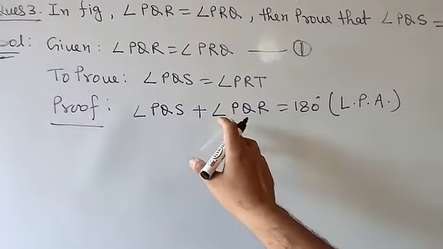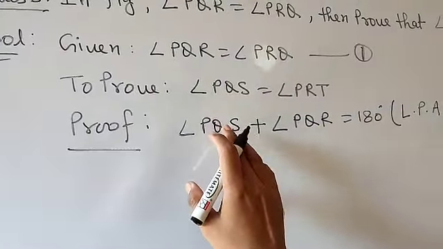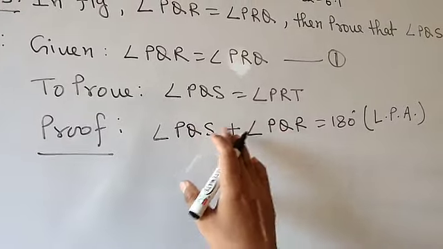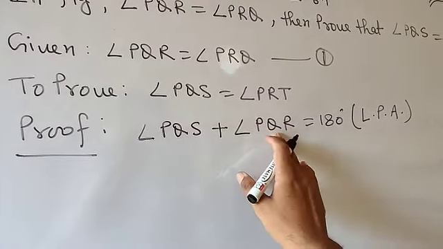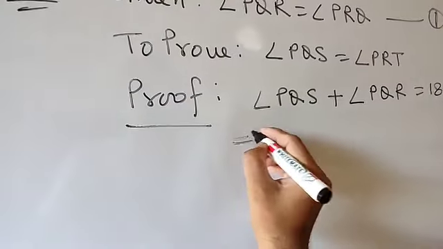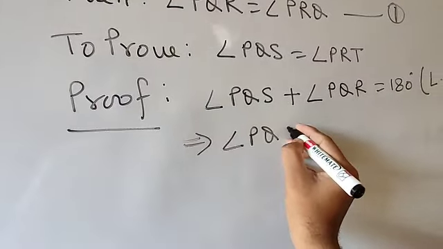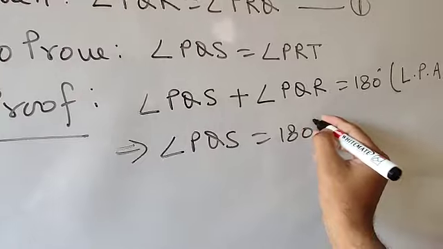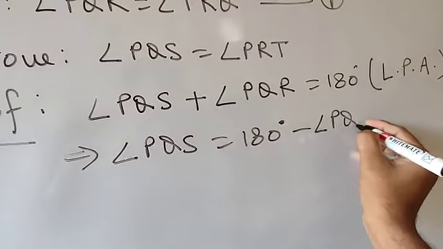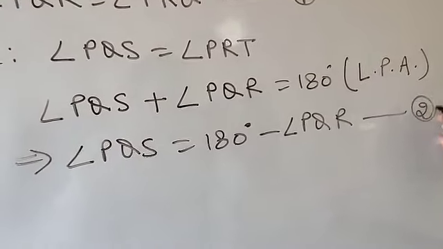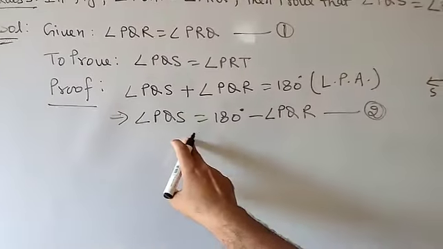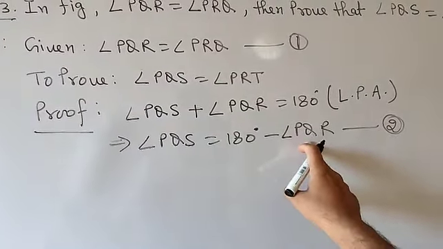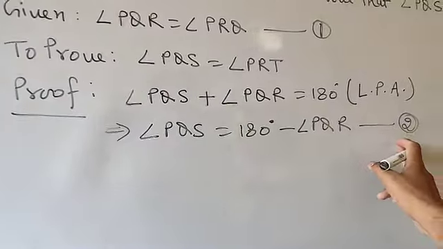Now if I transfer angle PQR to the right side, then you will get angle PQS equals 180 degrees minus angle PQR. That is equation 2. Here I got that angle PQS equals 180 degrees minus angle PQR. So that is equation 2.